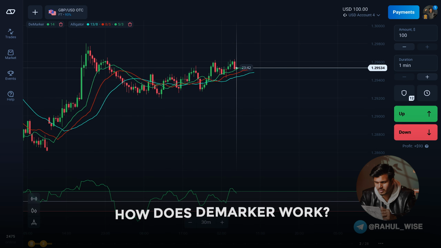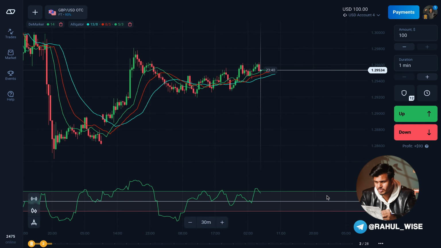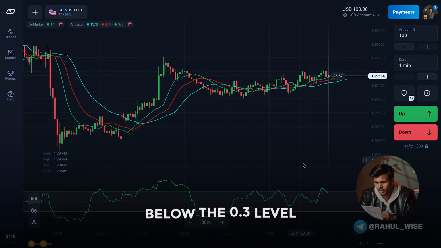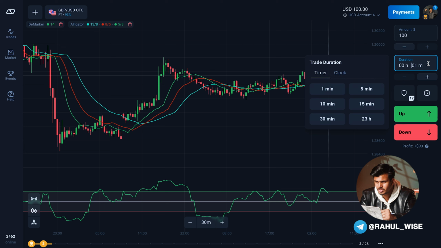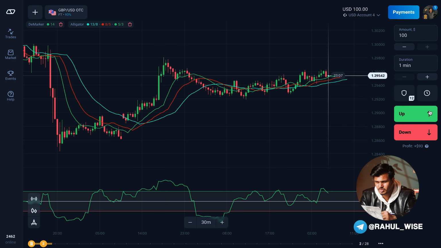So how does DeMarker work? It is very simple. If the DeMarker falls below the 0.3 level, the oversold zone, and begins to turn up, this indicates a possible upward trend reversal. In this case, we open a deal to increase for 1 minute, waiting for a short-term rise. If the DeMarker rises above the 0.7 level, the overbought zone, and begins to turn down, it signals a likely downward reversal. In such a situation, we open a deal for a decrease in order to make money on the possible price reduction. The initial balance today is $100 and the transaction time is 1 minute.